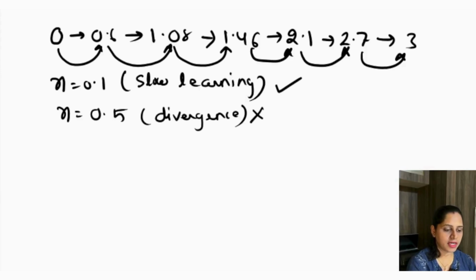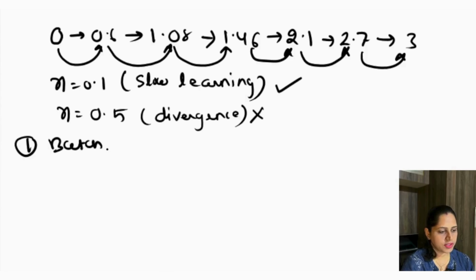Now we will understand what are the different types of gradient descent. So we have the first one. When I'm talking about gradient descent, the first one is batch gradient descent.